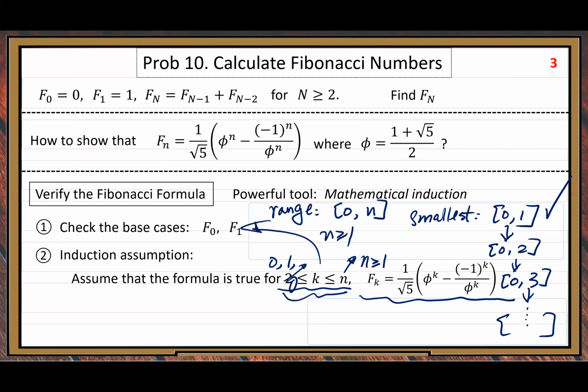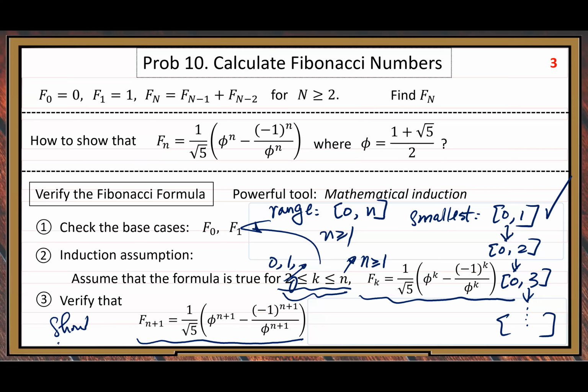So that's the critical step. In step 3, we verify this formula. We need to show it's correct for this new formula. Because if you look at the subscript, this time k equals n plus 1, that's out of the range. So this k is out of the range.